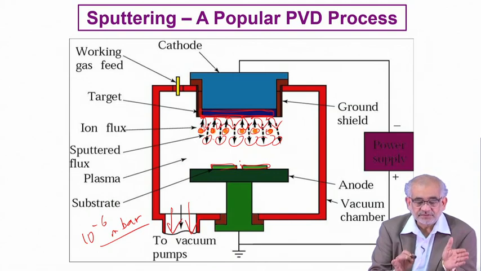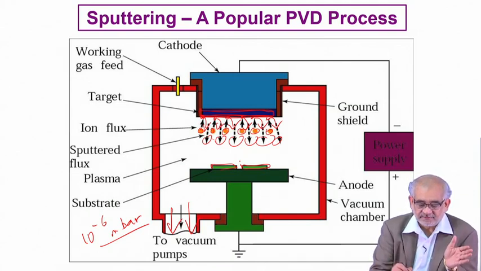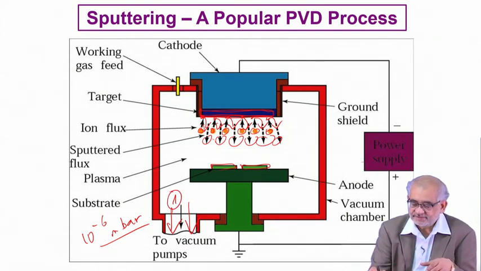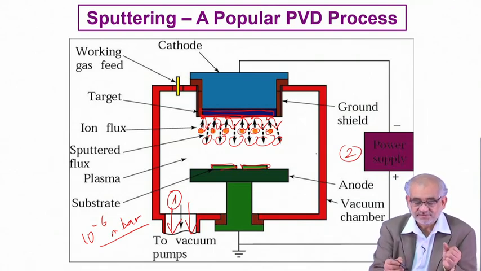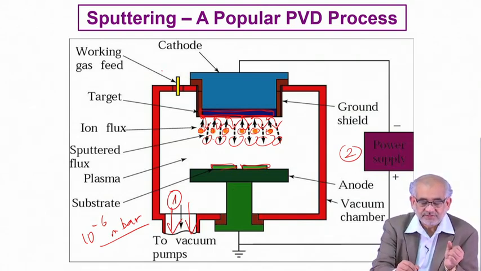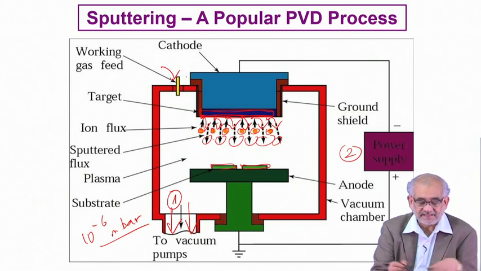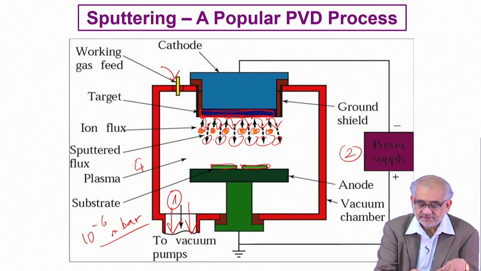So the important part is that, stepwise, we first have to evacuate. Then we create this high potential difference between the two electrodes. We feed in certain gas, which is usually argon. Then we create the plasma.